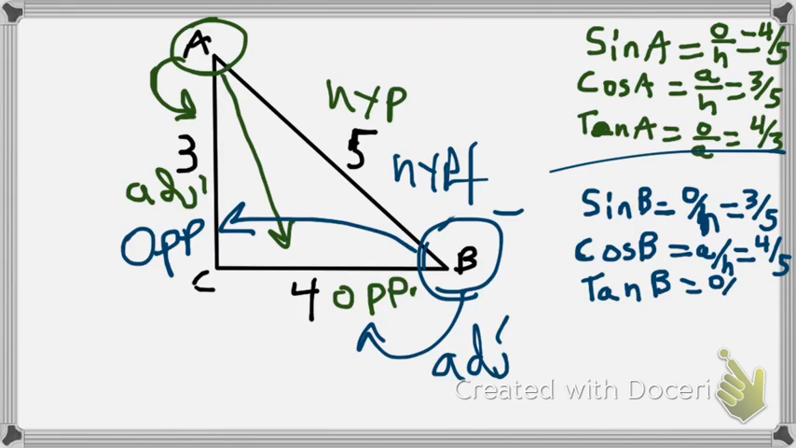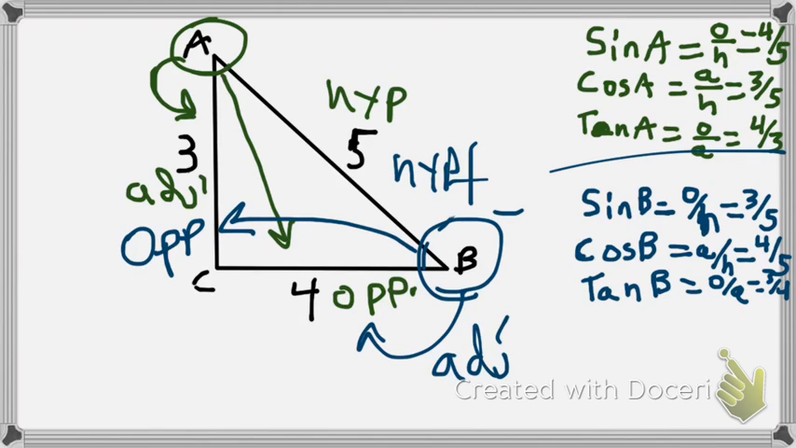Finally, we have the tangent of B being the opposite over the adjacent. So we're in blue now. We're looking from B. Opposite is 3, and the adjacent is 4.